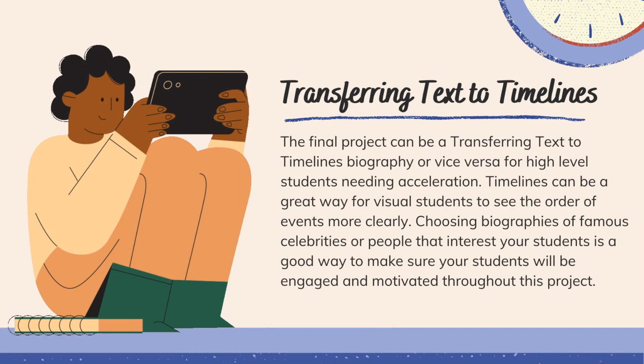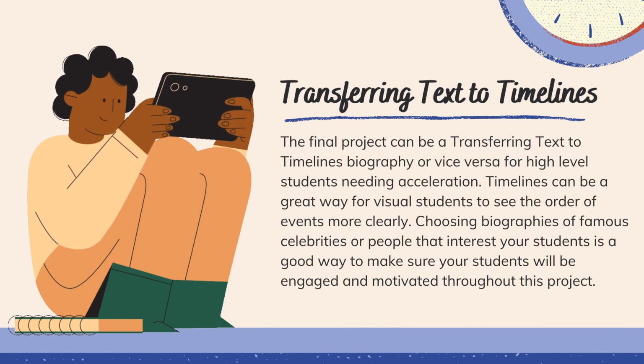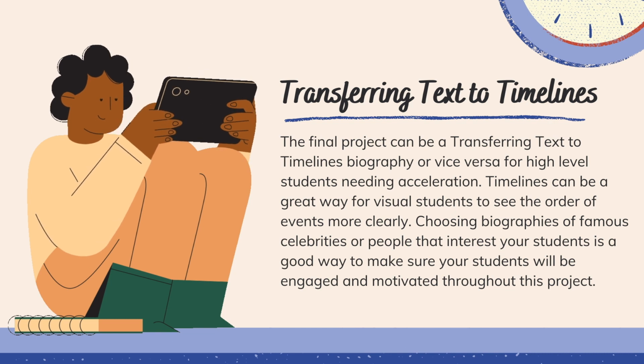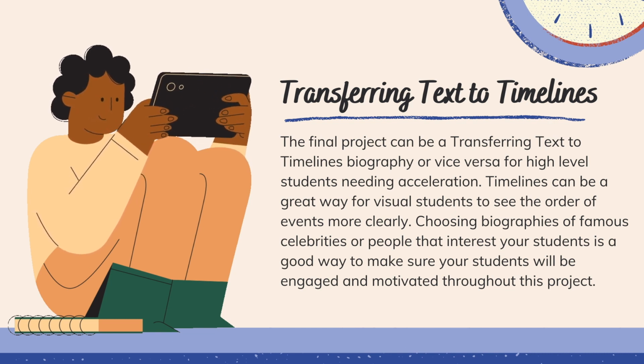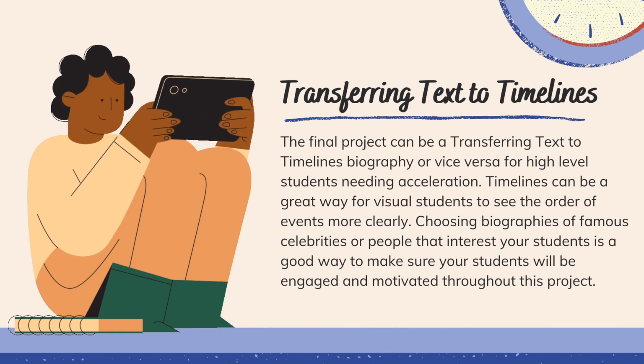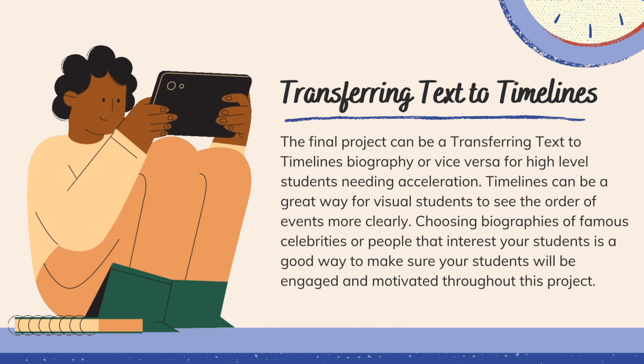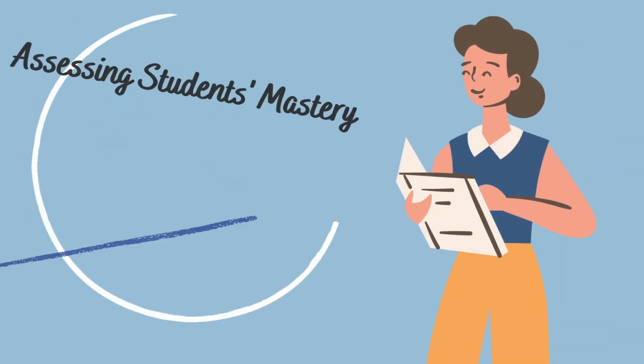The final project can be transferring text to timelines for a biography, or vice versa for high-level students needing acceleration. Timelines can be a great way for visual students to see the order of events more clearly. Choosing biographies of famous celebrities or people that interest your students is a good way to make sure your students will be engaged and motivated throughout this project.